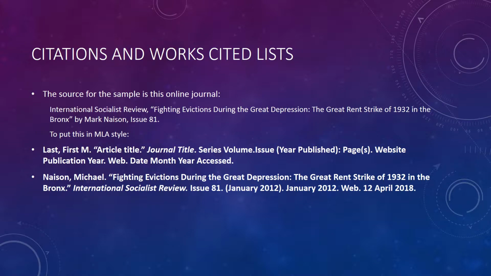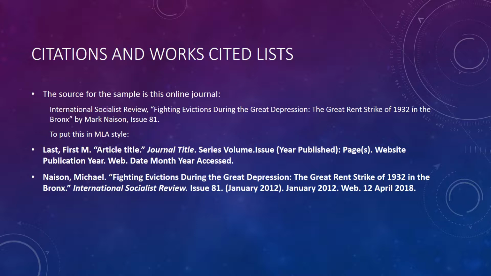Citations and works cited lists. The source for this sample in the paragraph that I just showed you was from an online journal called the International Socialist Review. The article title was Fighting Evictions During the Great Depression, the Great Rent Strike of 1932 in the Bronx by Mark Nason. It's from issue 81. To put it in MLA style, you have to put the author's name, last name, then the first name, period.